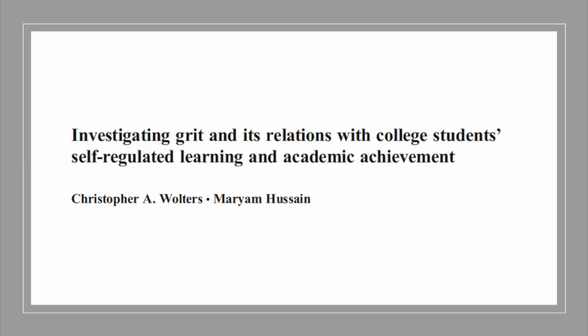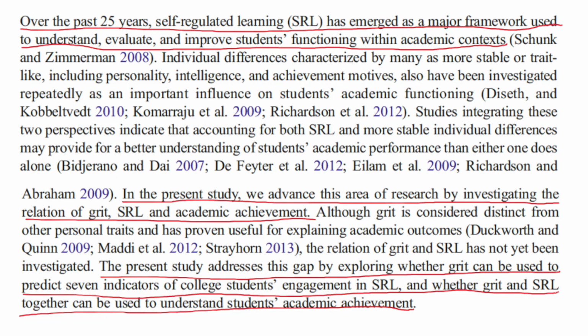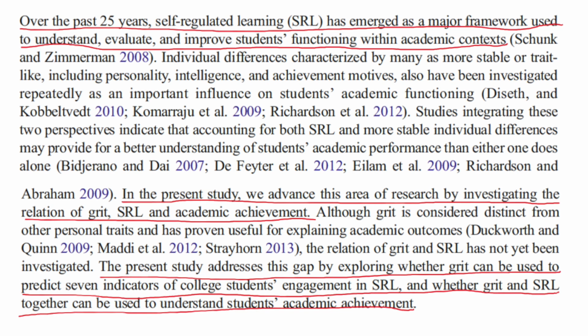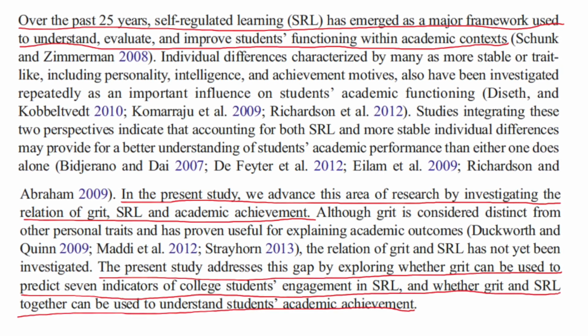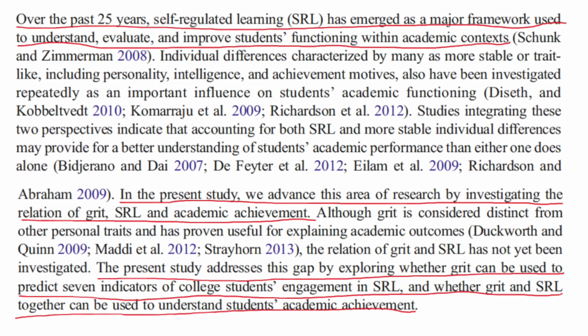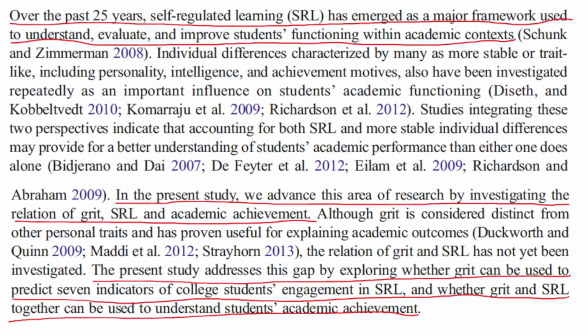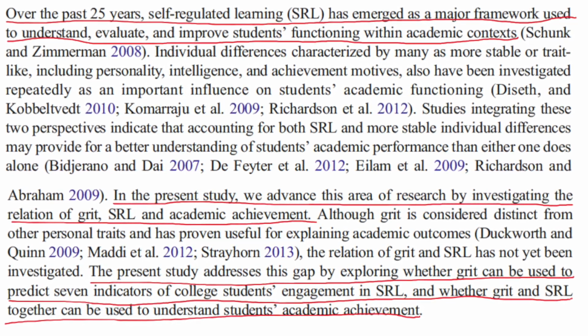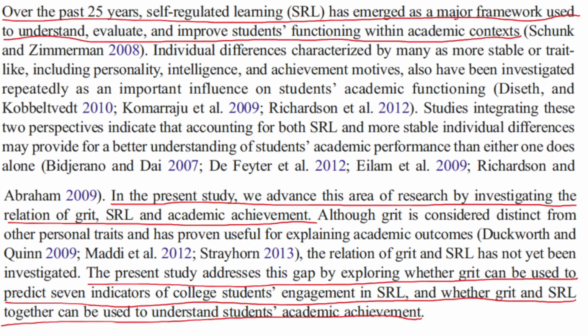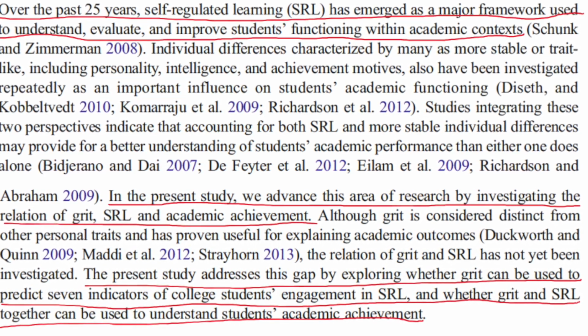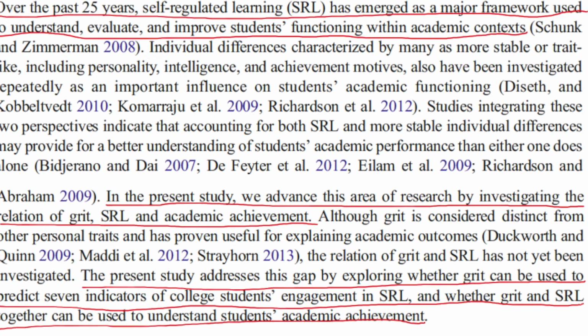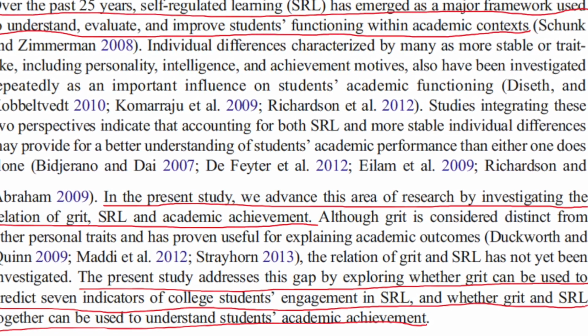Let's take a look at how some authors have introduced their research. First, Walters and Hussain investigated grit and its relationship with self-regulated learning and academic achievement. In their introduction, they start with why self-regulated learning is important in the very first sentence. Then they provide some context from all of the studies that were done before getting to the purpose of their study, to advance this area of research by investigating the relation of grit, SRL, and academic achievement. Then they provide a bit more context before ending their introduction with why their study is important.